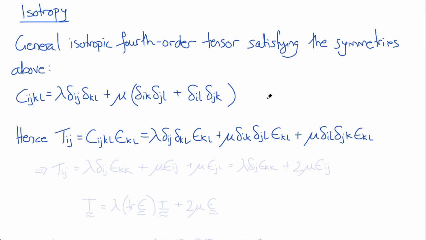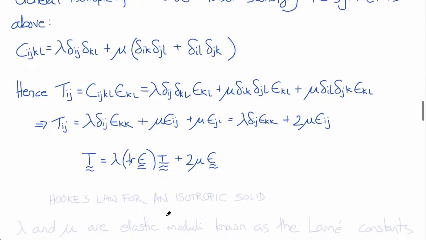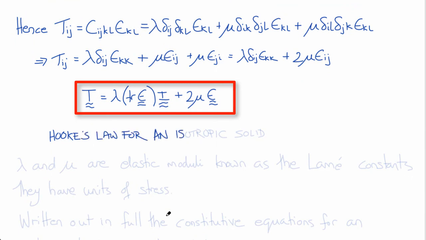And now we can see that these expressions simplify, so we get Tij equals lambda times delta ij, and delta kl epsilon kl is epsilon kk, since the delta kl turns this l into a k. Delta ik delta jl times epsilon kl becomes epsilon ij, since k becomes an i and l becomes a j. And similarly, delta il delta jk times epsilon kl becomes epsilon ji. Since epsilon ij equals epsilon ji because it's symmetric, we get lambda delta ij epsilon kk plus 2 mu epsilon ij. Or writing this in direct notation, the stress in an isotropic Hookean elastic solid is lambda times the trace of E times I, the identity tensor, plus 2 mu times E. So this is Hooke's law for an isotropic elastic solid.